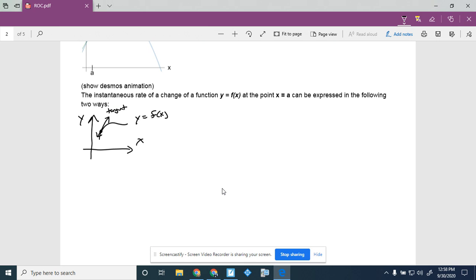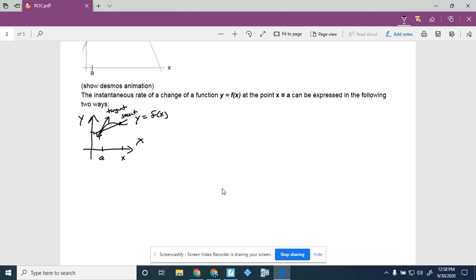But I want to do it by first approximating by using the slope of the secant line. Okay, so this would be the secant. And in the visual I just showed you, I want to take this point, move it to that point. So let me label this stuff. We're going to call this A. We're going to call this X, okay?